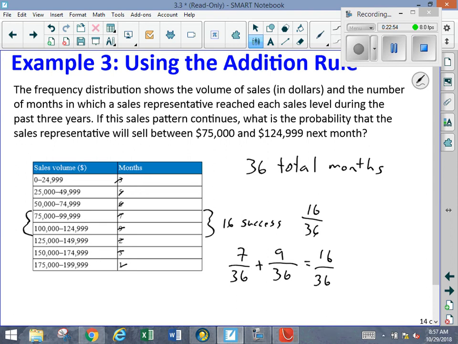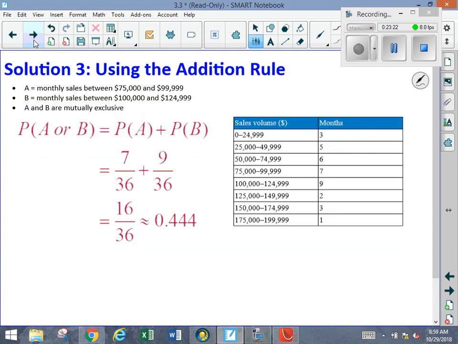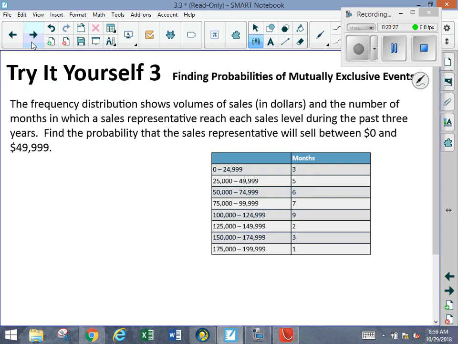Just to shorten it up, what is that going to turn out to be, approximately? Or maybe it's exactly, let's see. 16 divided by 36, or approximately 0.4. And there's the solution. There you go. Okay.